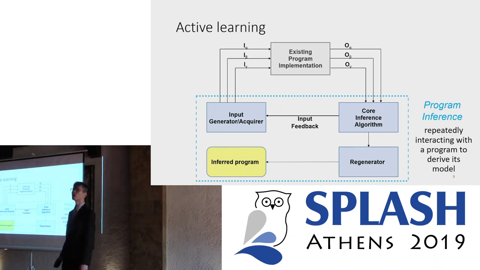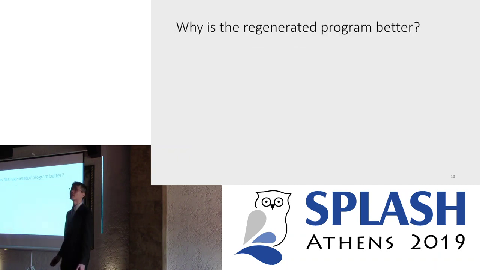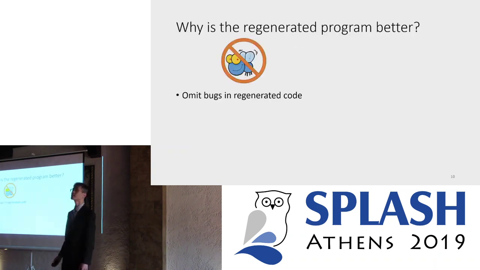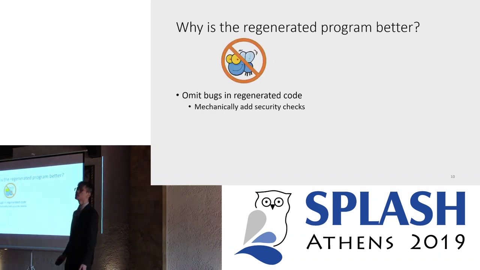Now, people often ask us, if we already have an existing program, why would you bother inferring a second program? And the reason is because we can make the regenerated program better than the original. For example, we can omit bugs in the regenerated code. One example of that is because we know what all the array accesses are, we can mechanically add in security checks to prevent buffer overflows.